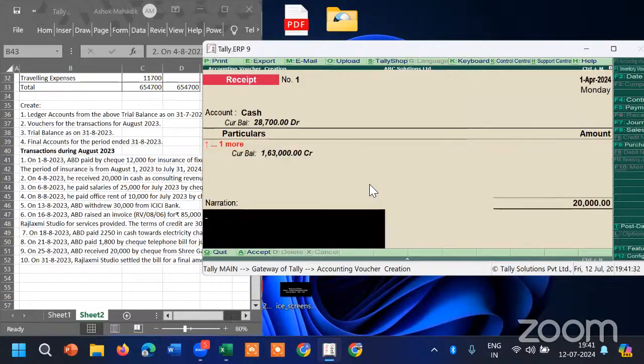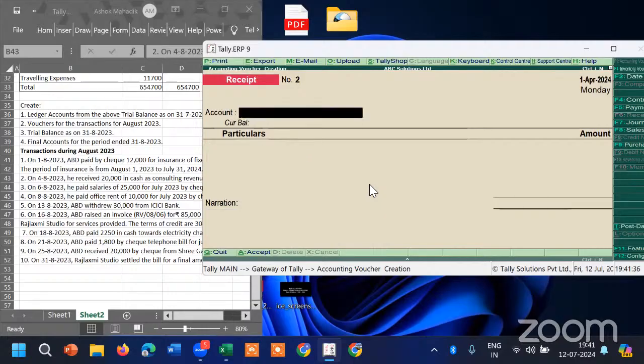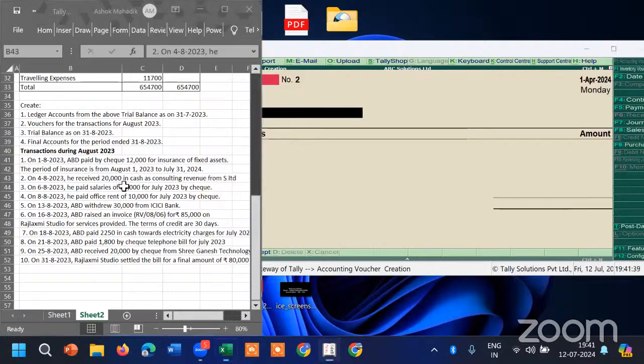Is this clear? You can write the narration, same as given in the transaction. I press Control A, so that is done. Clear?